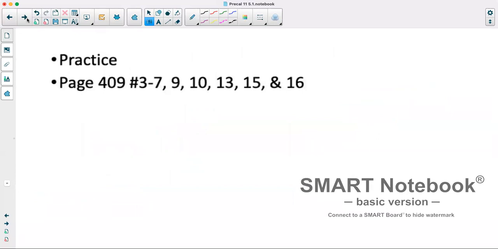Now, practice for this section starts on page 409.